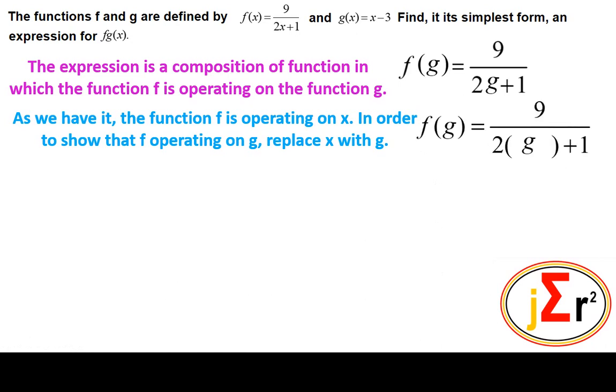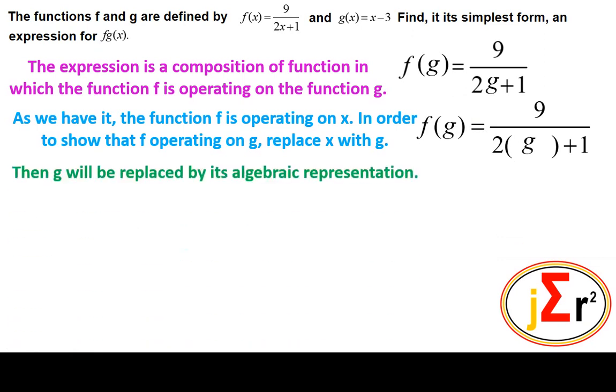Consequently, this is the result. It's just a repeat of the resulting function that we have, and we are just doing this for the sake of the animation. So we'll continue to make our substitution. g will then be replaced by its algebraic representation. Not this one, this one. So this, of course, is just saying that f is operating on g. And what we have here is 2g plus 1.